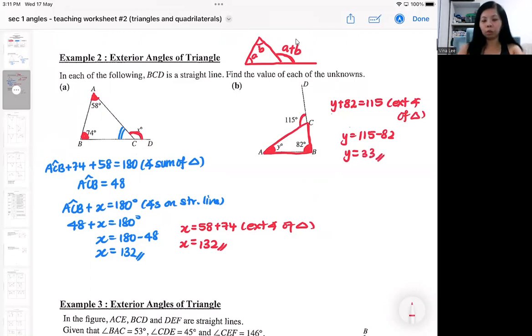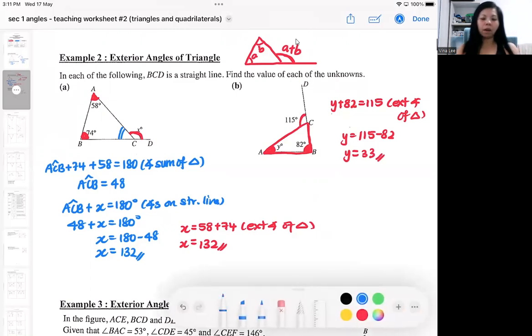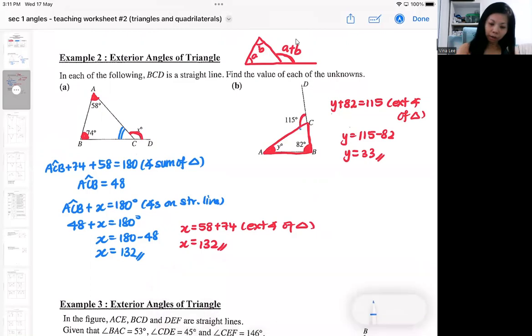So if let's say you couldn't detect this exterior angle, you can still find this blue angle because of angles on a straight line. And then you can add up the three angles using angle sum of triangle. You will still get the same answer and you won't get penalized. Both are proper methods. It's just that if you can detect the idea of exterior angle of triangle, it actually cuts short certain working.